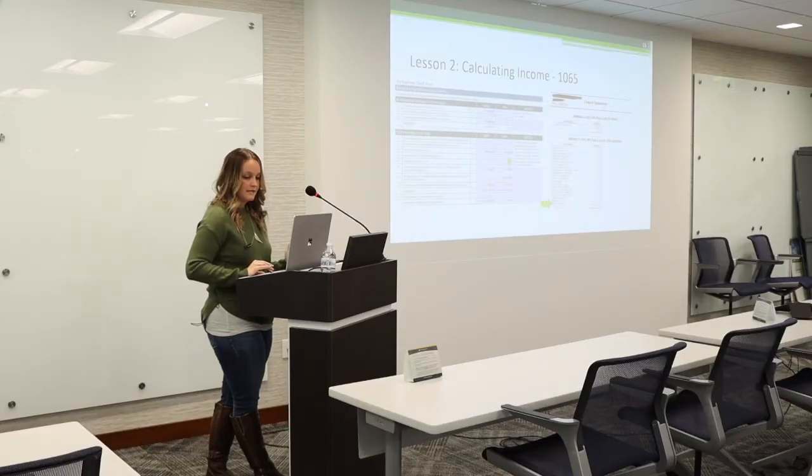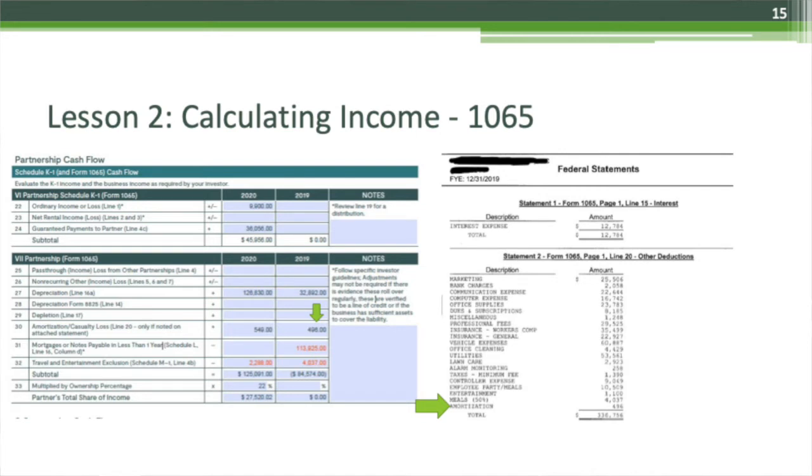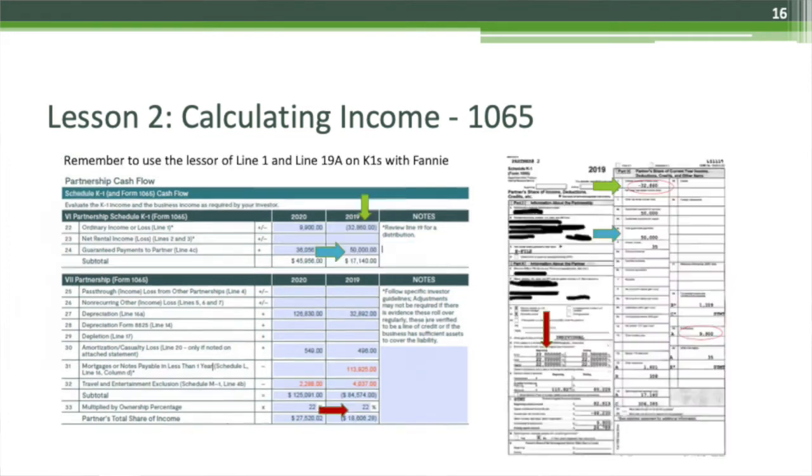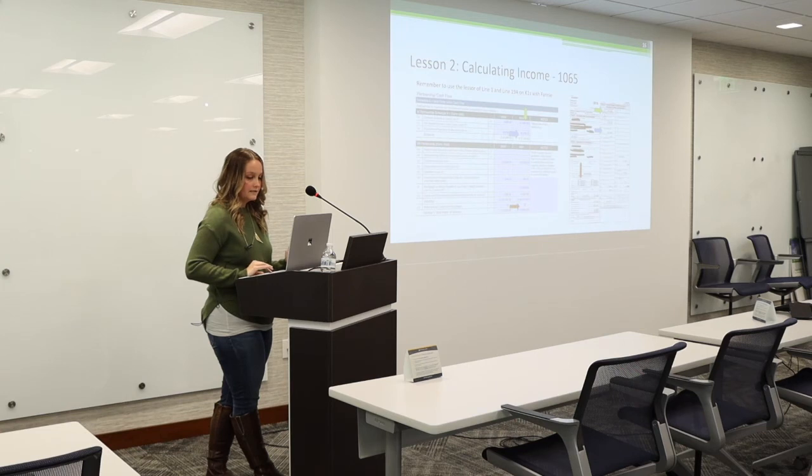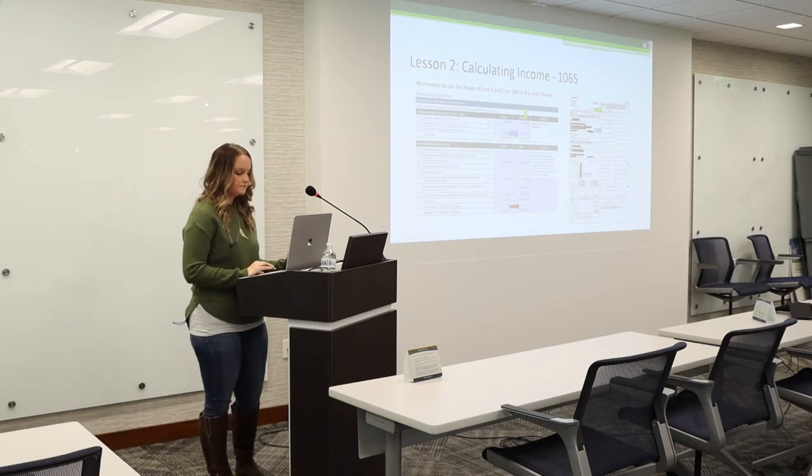All right, here are the federal statements. Again, we're going to go through and make sure to see if any amortization is listed, which it is, of 496, so we can add that back in right there. All right, now we're going to go back to the K1 for 2019.